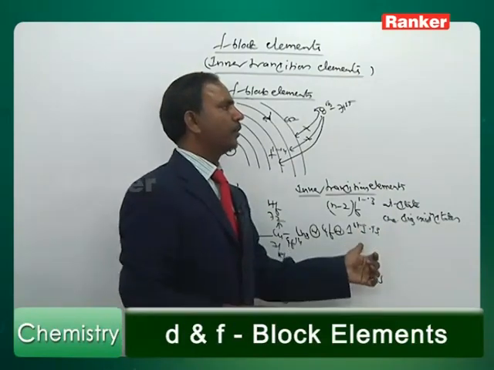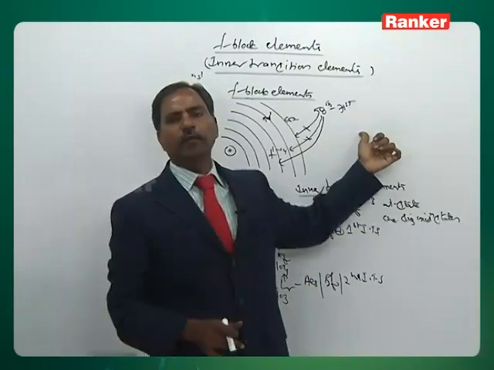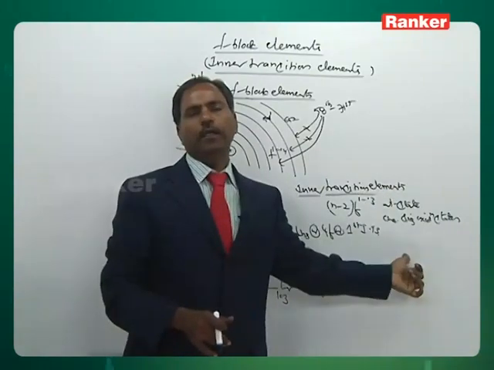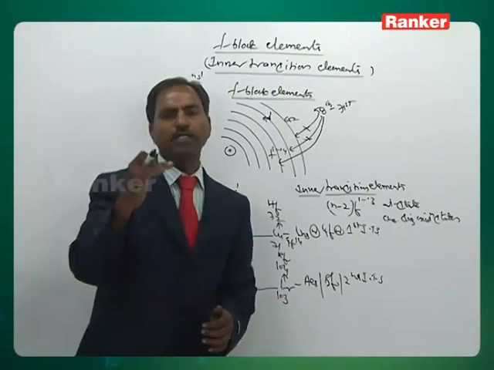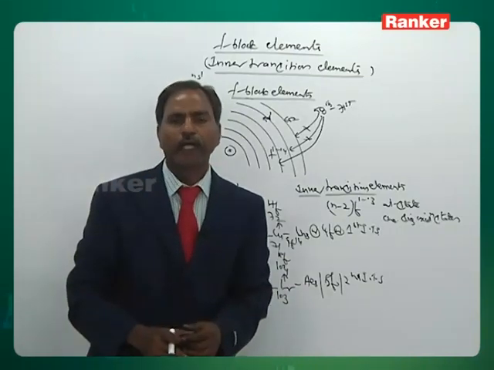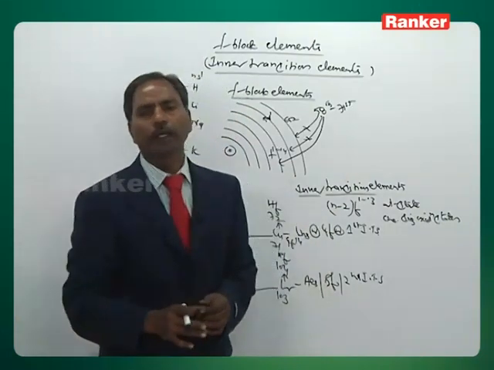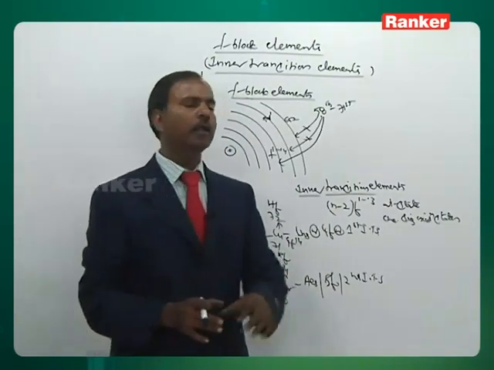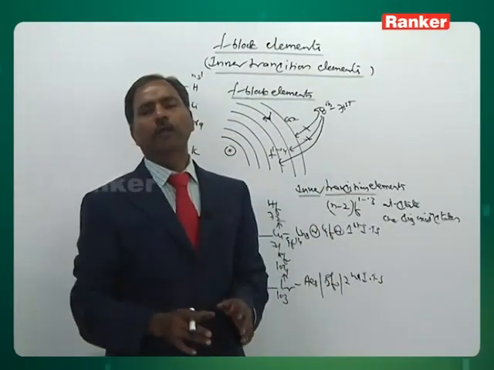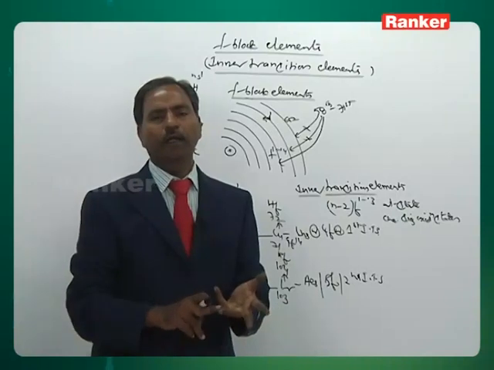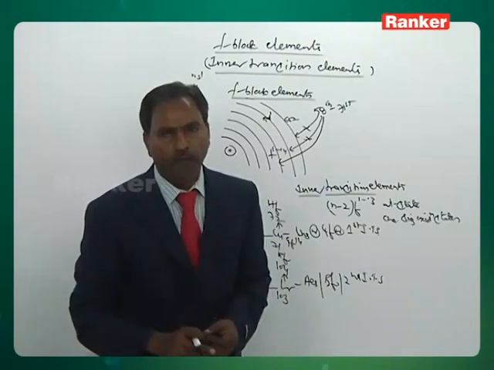We can consider these as inner transition. Now, either you consider f block elements or you consider inner transition elements, the orbitals of the valence shell, penultimate shell and antipenultimate shell, all the three shells of orbitals are found to be incompletely filled. What I am saying, in the case of f block elements or inner transition elements, these three shells are carrying incompletely filled orbitals.